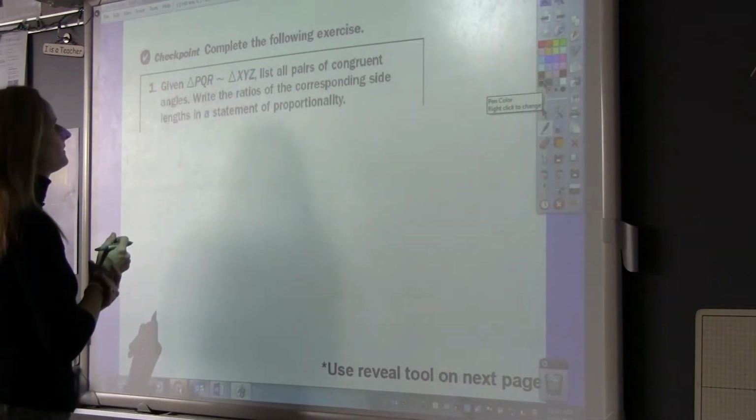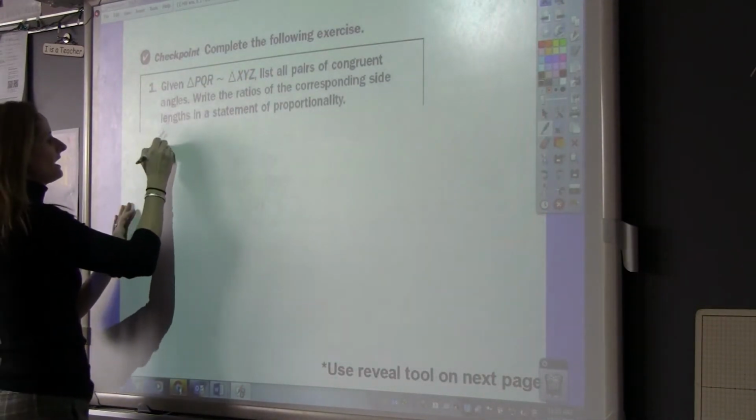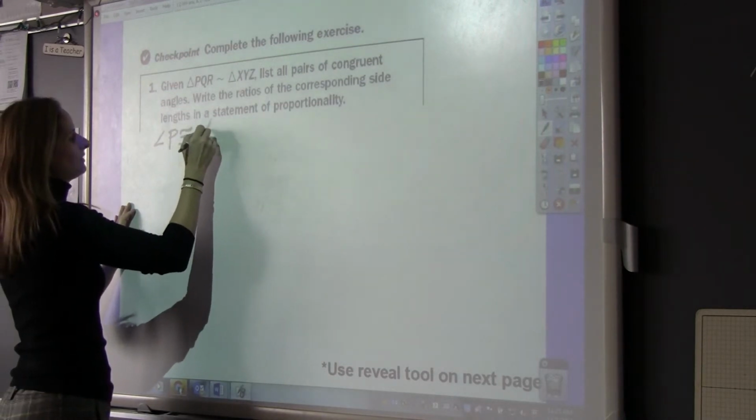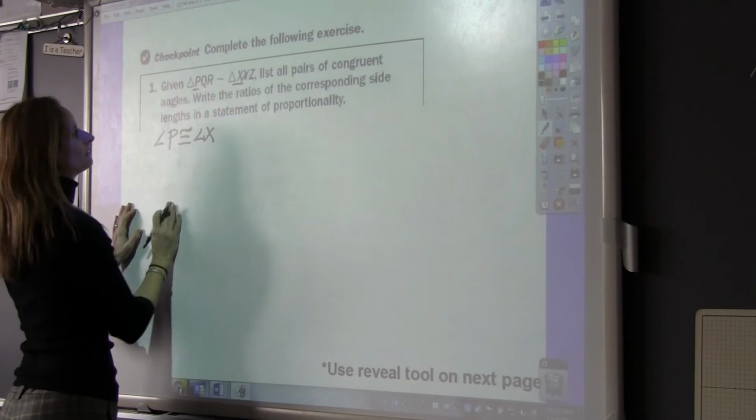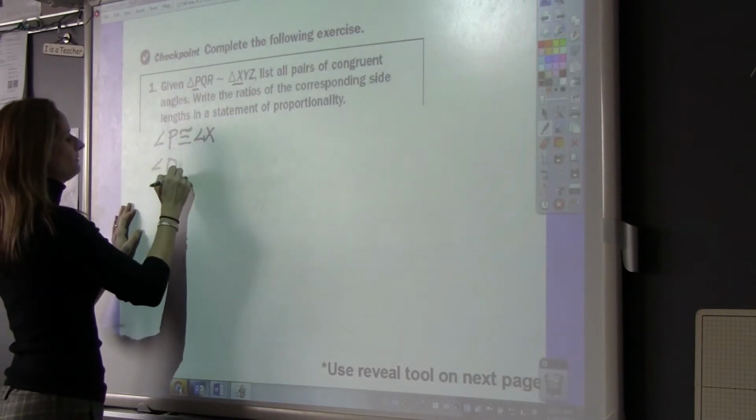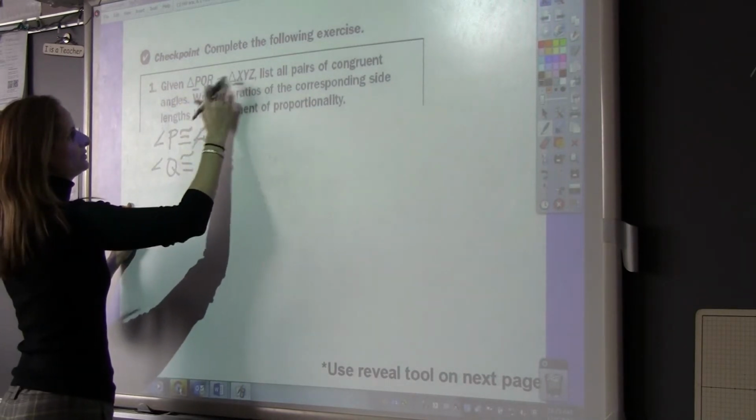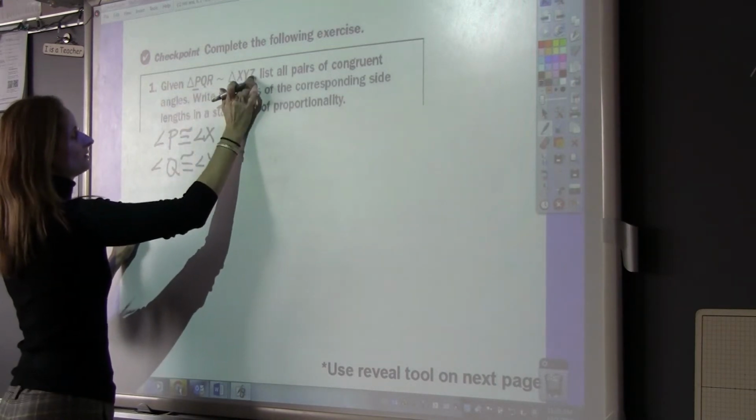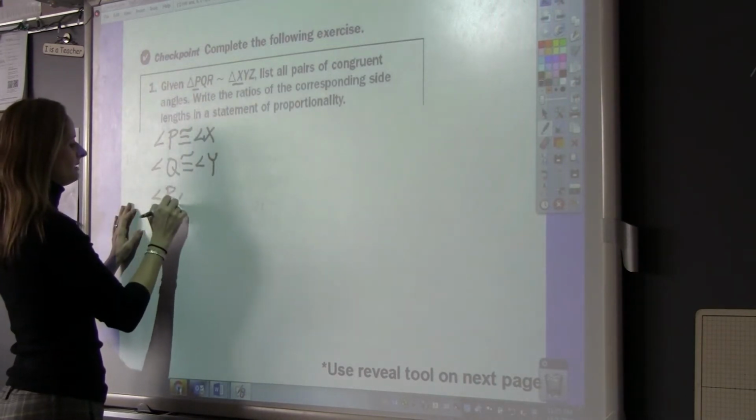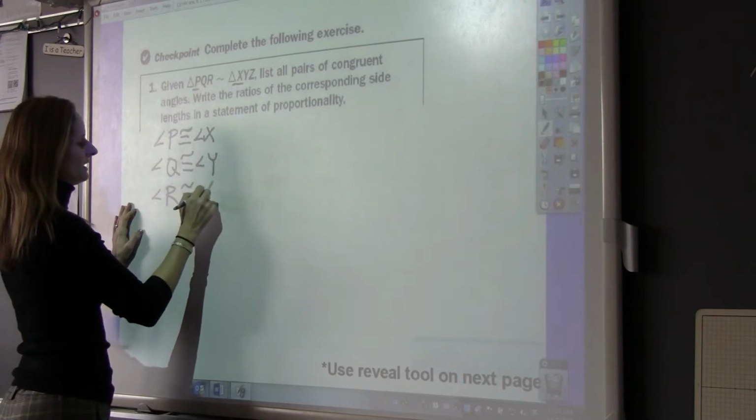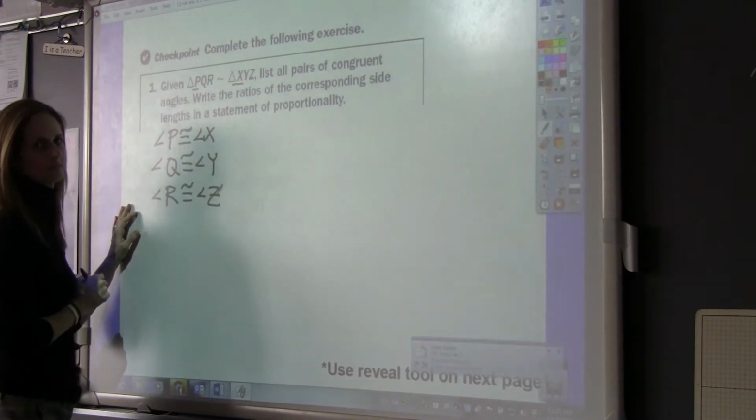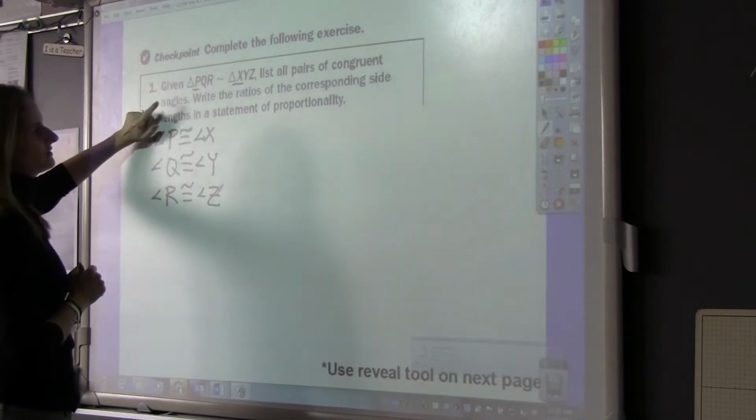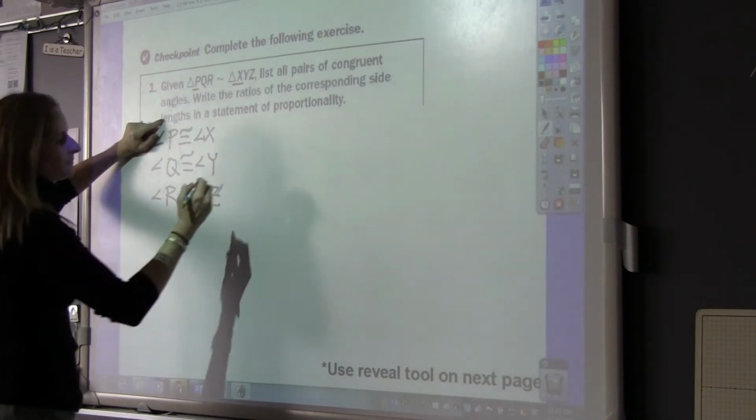All right, so listing all the congruent angles, we have angle P is congruent to angle X, right? Angle Q is congruent to angle Y. And R corresponds to Z. Angle R is congruent to angle Z. Okay. And now we're going to write all the ratios of the corresponding side lengths.